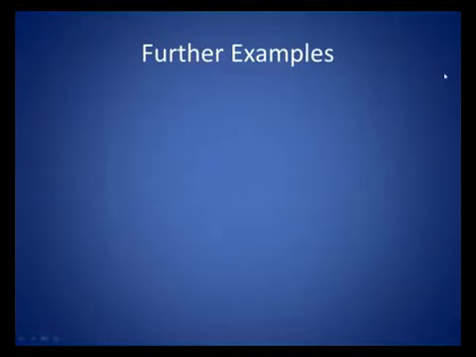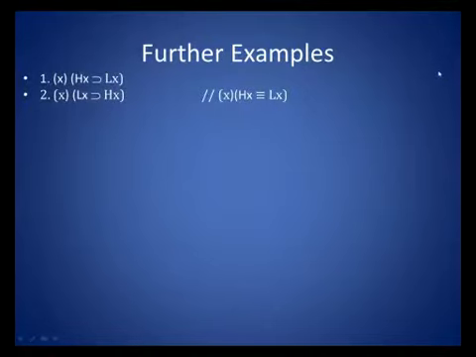Let's look at a few further examples. So in this case, I have 3 universal statements. Premise 1 says for all x, if x is H, then x is L. For premise 2, for all x, if x is L, then x is H. And my conclusion: for all x, x is H if and only if x is L.